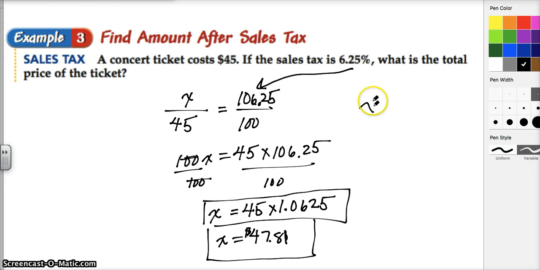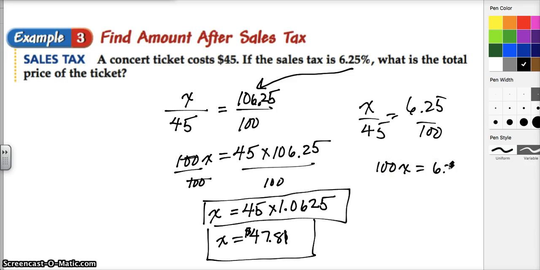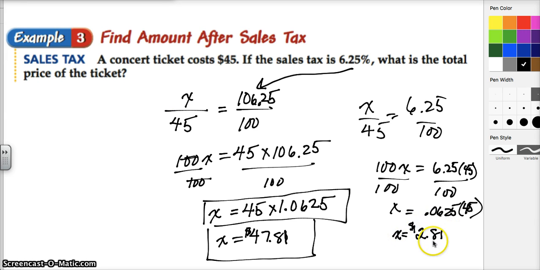Now, you could have just found out what the 6.25% would be, right? So if we did that, it would be x over 45 is equal to 6.25 over 100, and then cross multiply: 100x is equal to 6.25 times 45. You walking down my street, right? Then we divide both sides by 100, and watch what I'm going to do. If I divide this by 100, I get 0.0625. Remember, moving the decimal place over 2 times when you divide by 100, and I'm going to multiply that by 45. You've done this before. You get $2.81, and then you have to add that back to the original price. Both are effective ways. This one's just a little bit more straightforward.